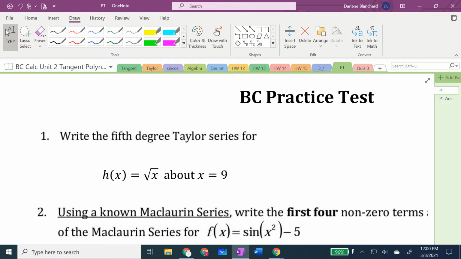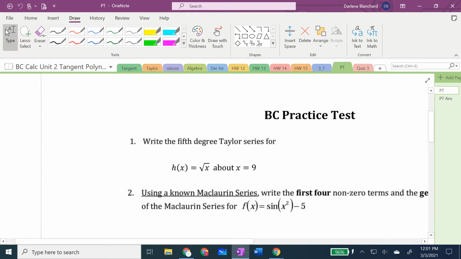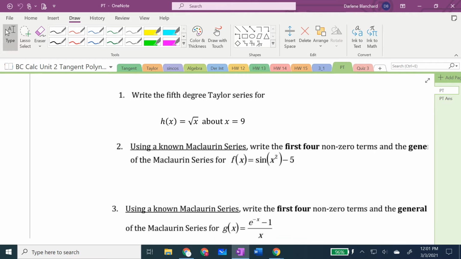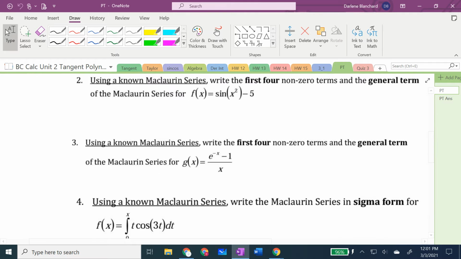You're going to have only one problem that I expect you to do from scratch with Taylor formula, because I don't want to grade any more than that. And this is, for some of you, your second chance to get this right. For those of you who got it wrong on the quiz, it's worth more points when it's on a test than on a quiz.